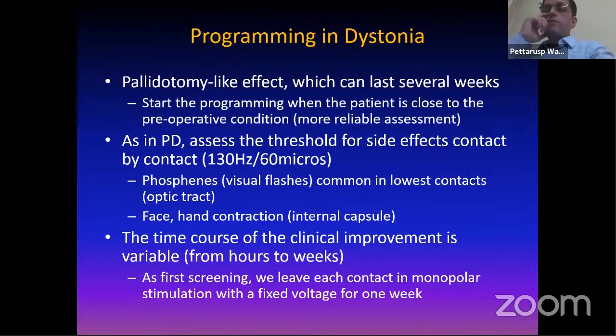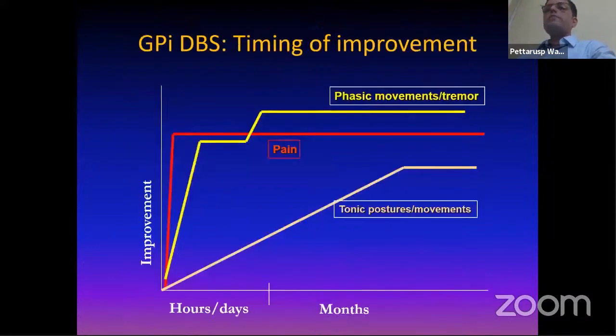And the time course, unfortunately, is different from Parkinson's. If you stimulate a person with dystonia, you do not expect an immediate improvement. Many times they take up to 2 or 3 days before you see an effect. So unlike in Parkinson's, where you can finish the program very rapidly, in dystonia you have to give the patient a day or two on each contact before you can say that this contact was better than the other. So you might take much longer in choosing the right contact in dystonia.